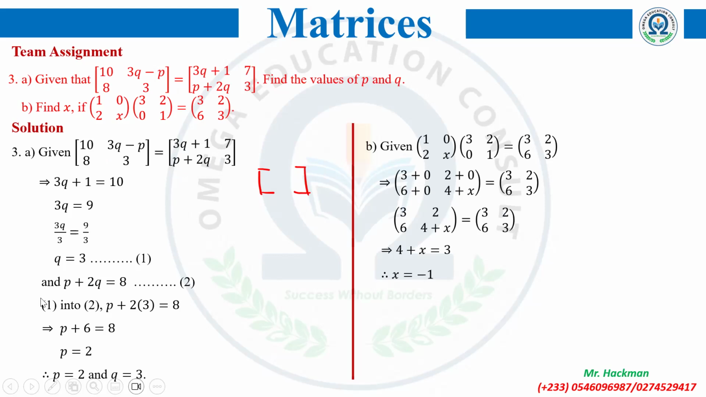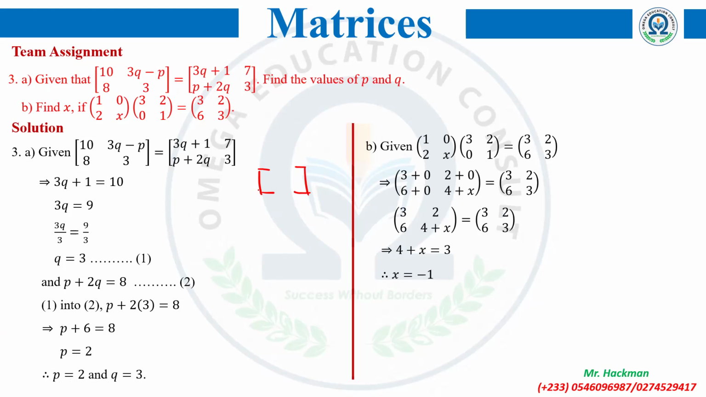So you write p plus 2 times q, which is 3, is equal to 8. You solve for p and p will be equal to 2. So you come and draw your conclusion comfortably. Therefore, p is equal to 2 and q is equal to 3. So that will be it for the A.